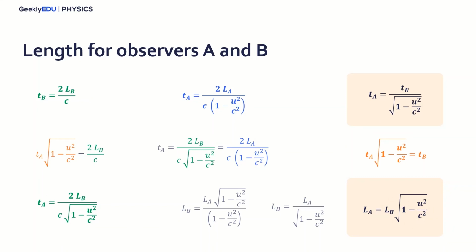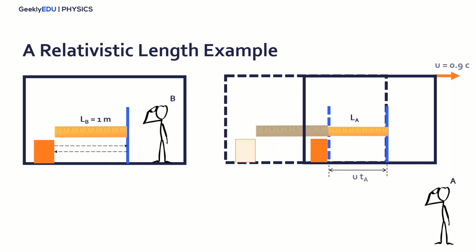Let's go through now a numerical example that will make things clearer for you. This is the same example as before, but now we are adding some numbers. Let's assume that the length of the ruler for observer B is 1 meter, and the car is moving at 0.9 times the speed of light, very close to the speed of light. And let's compare the length for observer B and A.